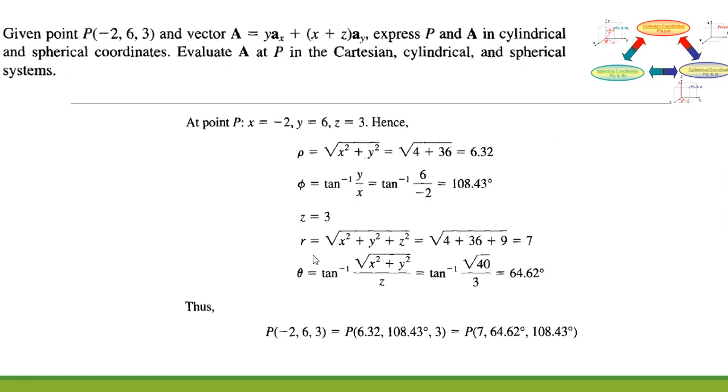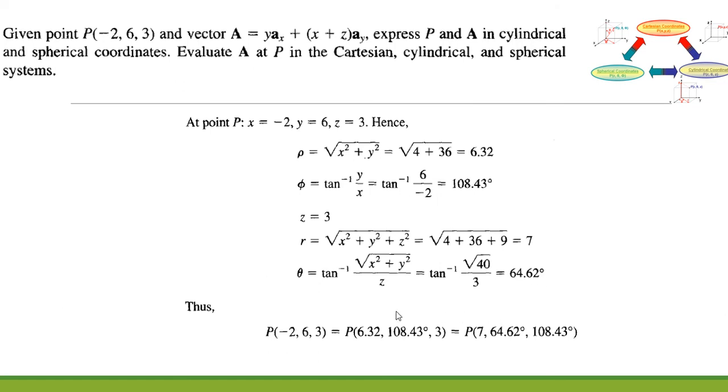And for spherical coordinates, the radius r will be equal to the square root of x squared plus y squared plus z squared. The points are given as -2, 6, 3. Substitute those values, you get 7. Another angle phi is the same as that of cylindrical coordinates, tan inverse of y by x. The third angle theta is tan inverse of the square root of x squared plus y squared divided by z. You substitute these values and you get the angle as 64.62.